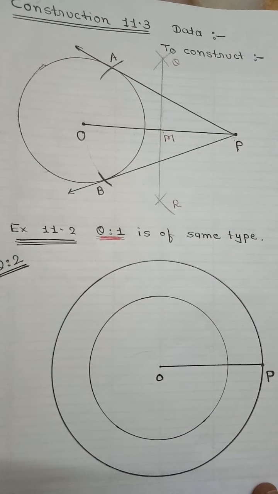Here. Now see question 2. Construct a tangent to a circle of radius 4 cm from a point on the concentric circle of radius 6 cm and measure its length. Also verify the measurement by actual calculation.